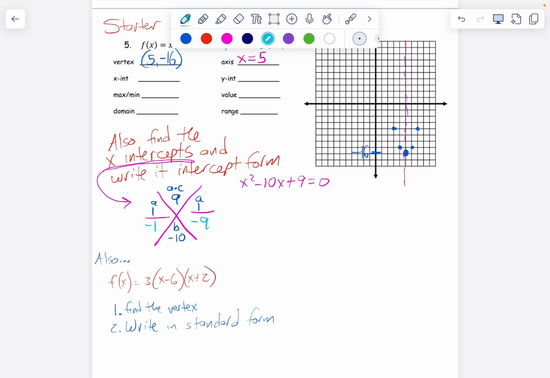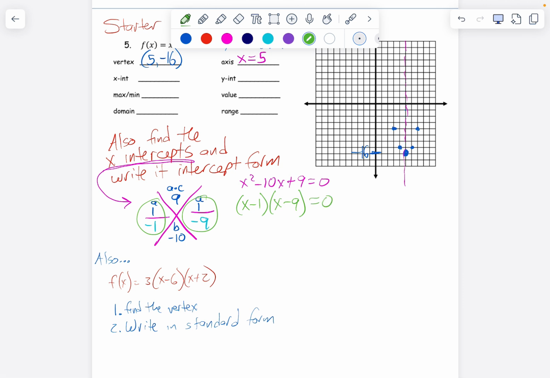-1 and -9. Right? Those multiply to make 9 and add up to -10. Then we need to reduce these sides, but in this case they already are reduced. So we'll get x minus 1 times x minus 9, and that's still equal to 0.